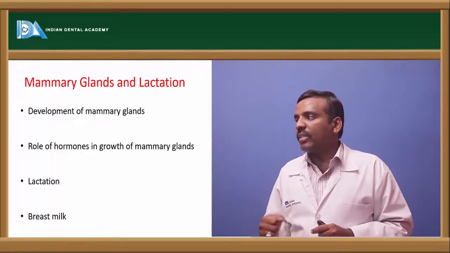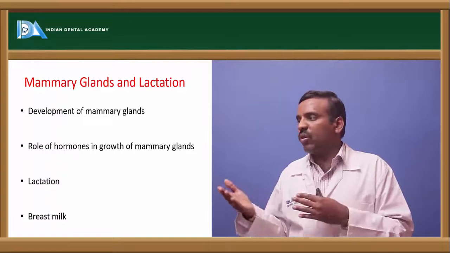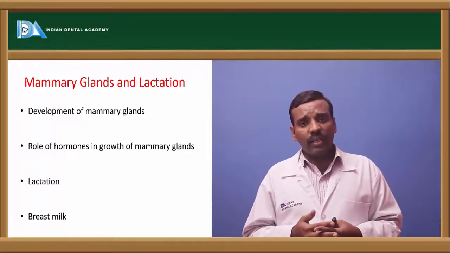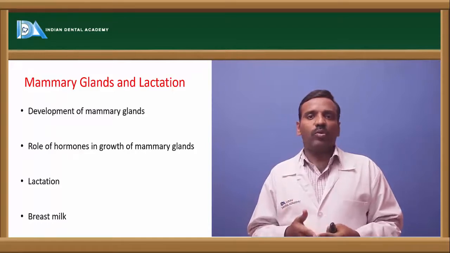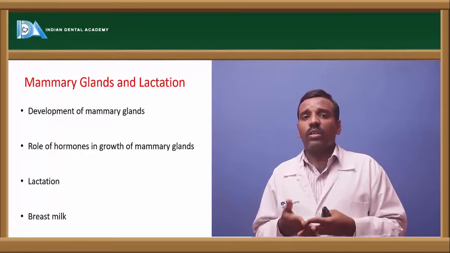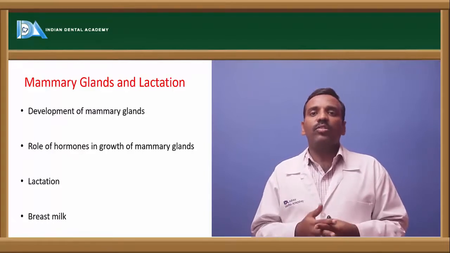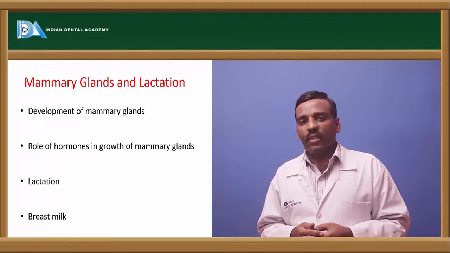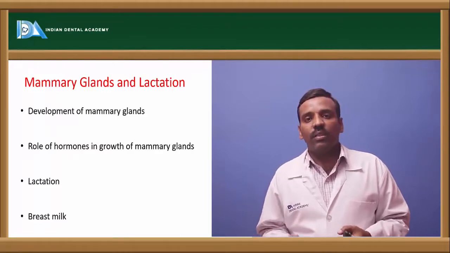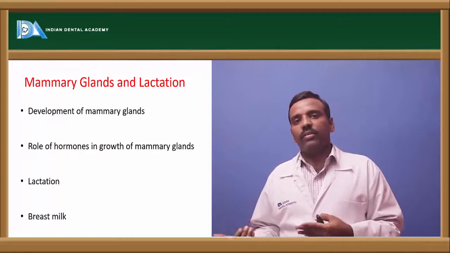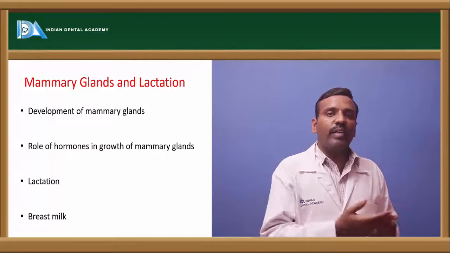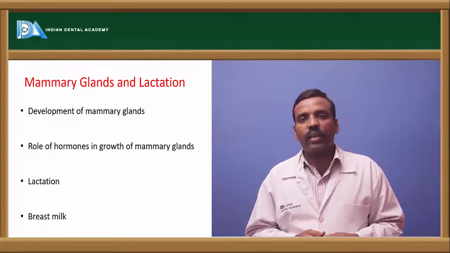Next, after the development of the mammary glands, the hormones involved are prolactin, oxytocin and progesterone. These three are the major hormones which influence milk secretion and milk ejection. Lactation is nothing but the production of milk and the feeding of that milk to the baby.